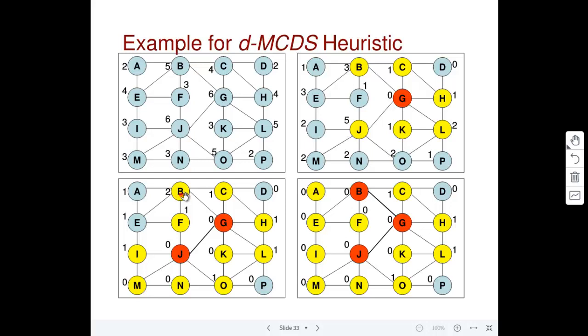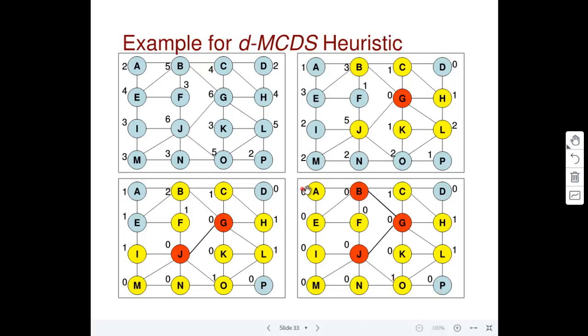Now again, when I pick a covered vertex B, it has at least one neighbor that is already part of the CDS, which is in this case G. So we maintain the connectedness of the dominating set. So B will cover its 2 uncovered neighbors A and E. As a result of that, A no longer has any uncovered neighbor, E also doesn't have any uncovered neighbor. So among the remaining uncovered vertices, which are D and P, those are not covered, so as long as there's at least one uncovered neighbor, we have to keep going.